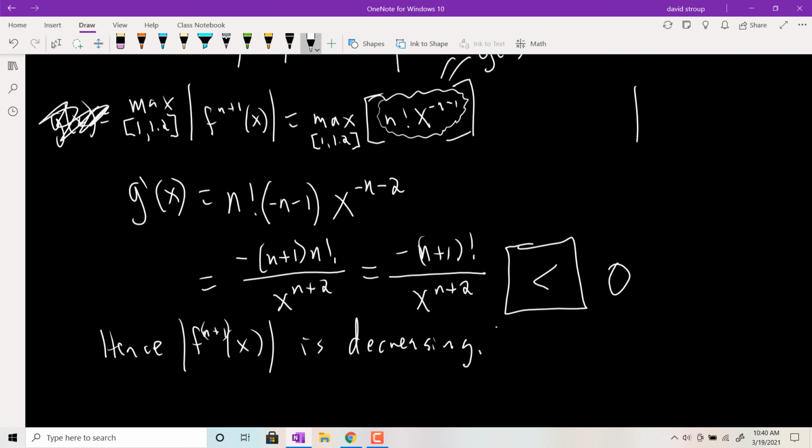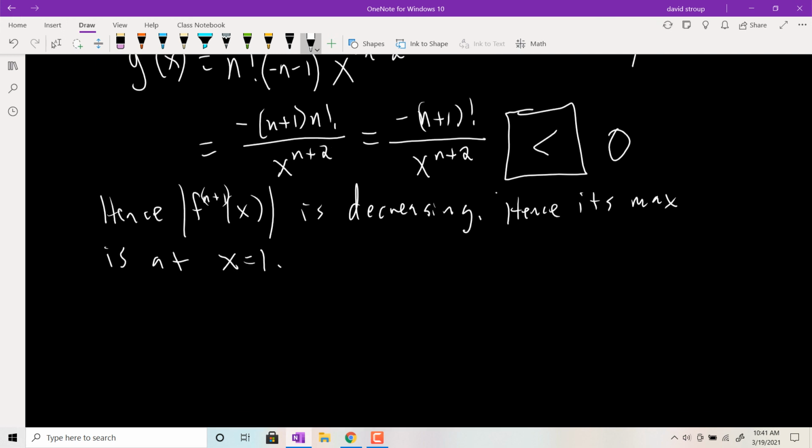So what? Well, that means it looks like this over the interval. It's like this. So where is, well, that's not really decreasing, is it? Let's make it clear. So that function looks like this. So where is its maximum? Its max is going to be right here on the left-hand side of the interval. Okay. So hence, its max is at 1.